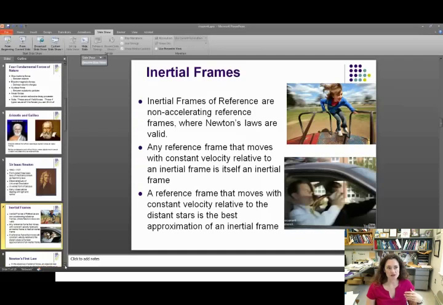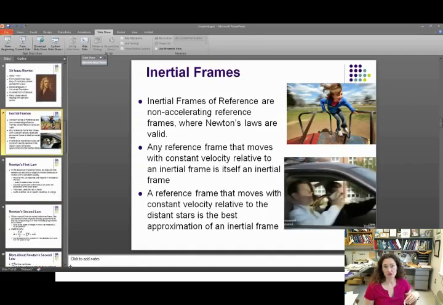All of Newton's laws are valid for what we call inertial frames. Inertial frames of reference or inertial coordinate systems are ones that aren't accelerating. Newton's laws are going to be valid for inertial frames, or non-accelerating reference frames. So any reference frame that moves with a constant velocity is an inertial frame. So even though it's moving, it's still okay.